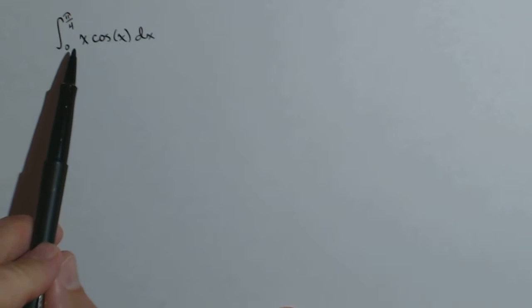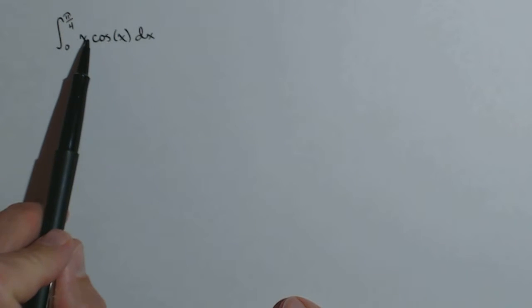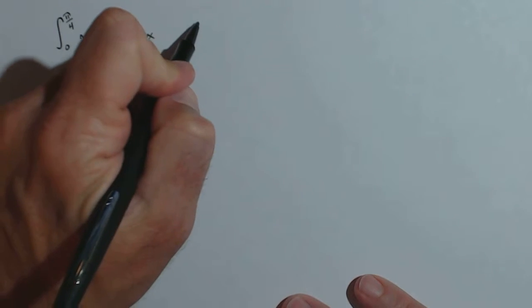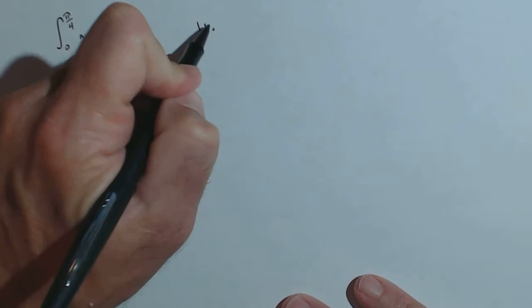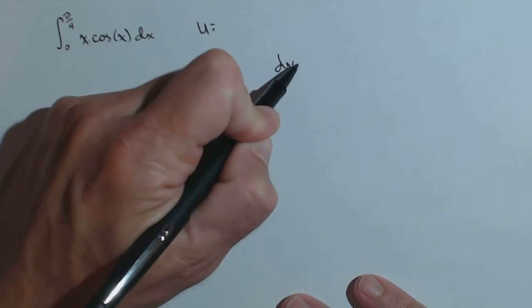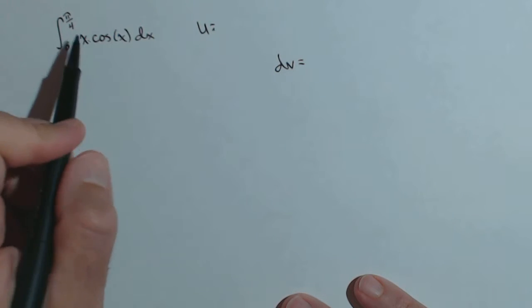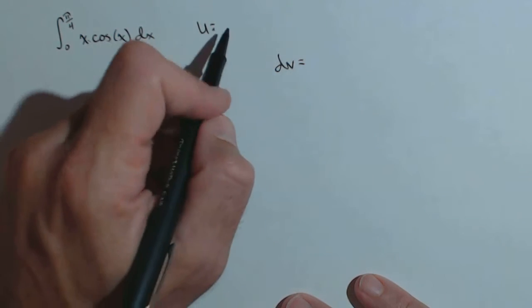So we're going to solve the following definite integral, and based on the structure of this product, we're going to need to use integration by parts. So we get to pick a u, and we'll get to pick a dv, and then we'll calculate the v and the du.